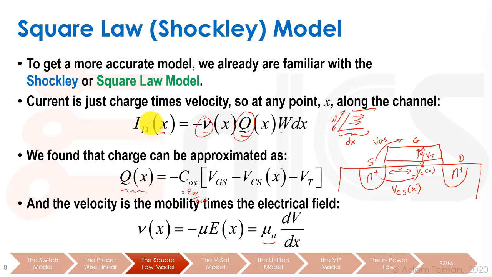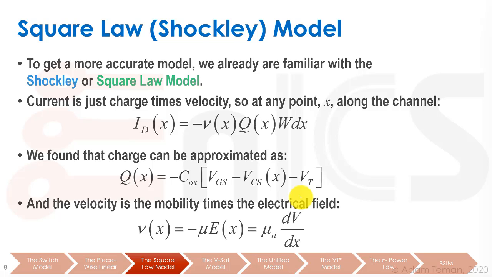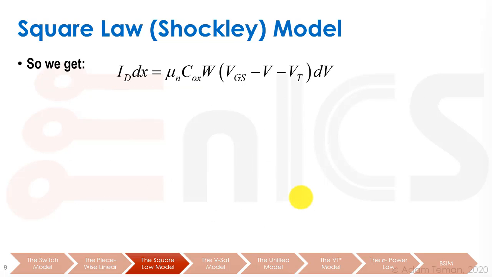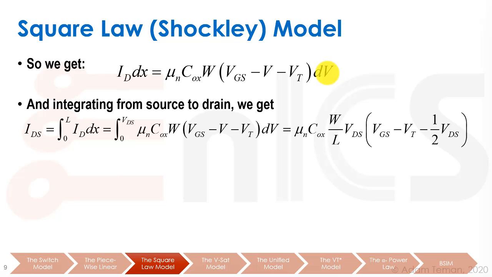So now we have an entire formula for ID. So ID equals this times this, right? And what we can do is write that down: ID dx equals mu n C ox W times Vgs minus V minus Vt times dV. And then we can just integrate that.